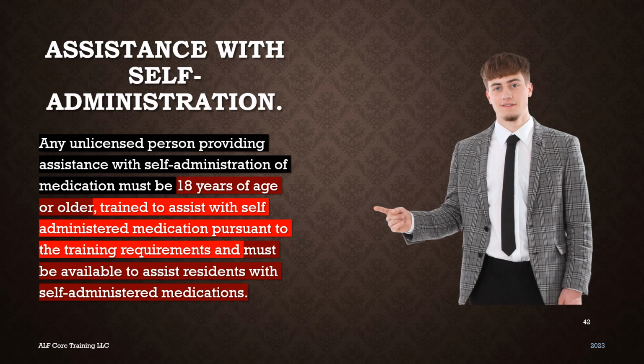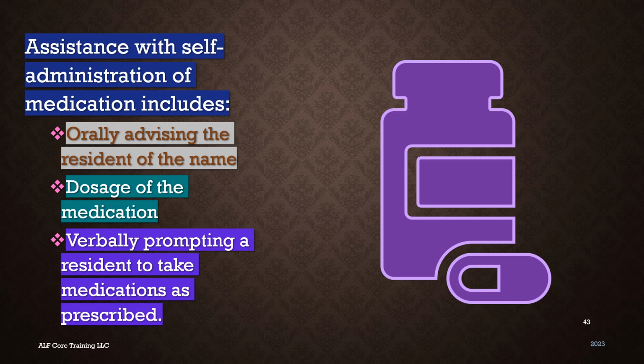Any unlicensed person providing assistance with self-administration of medication must be 18 years of age or older, trained to assist with self-administered medication pursuant to the training requirements, and must be available to assist residents with self-administered medications. Assistance with self-administration of medication includes orally advising the resident of the name and dosage of the medication, and verbally prompting a resident to take medications as prescribed.